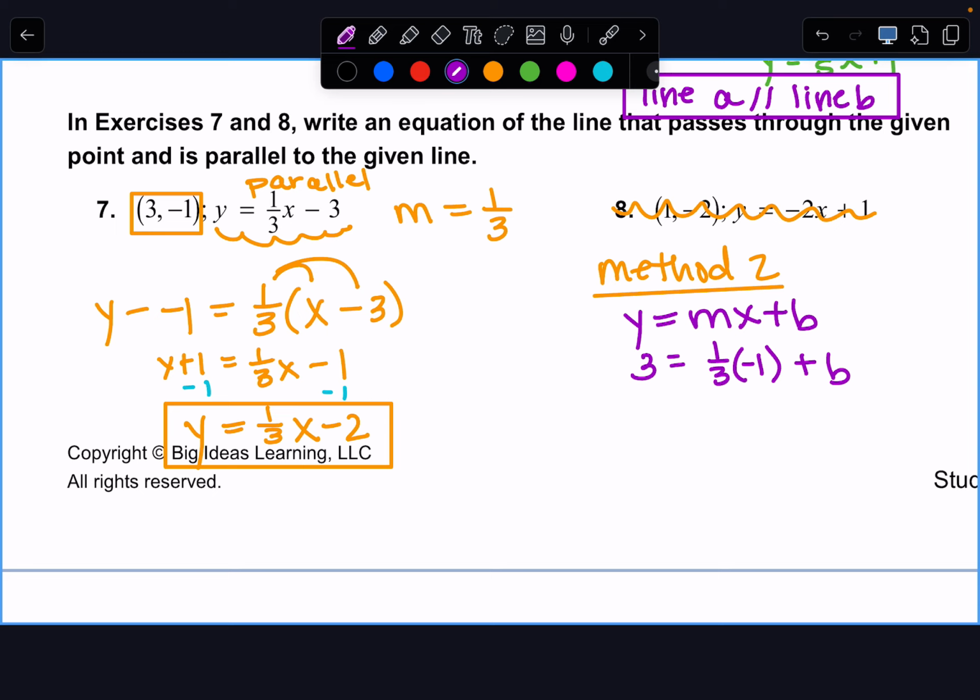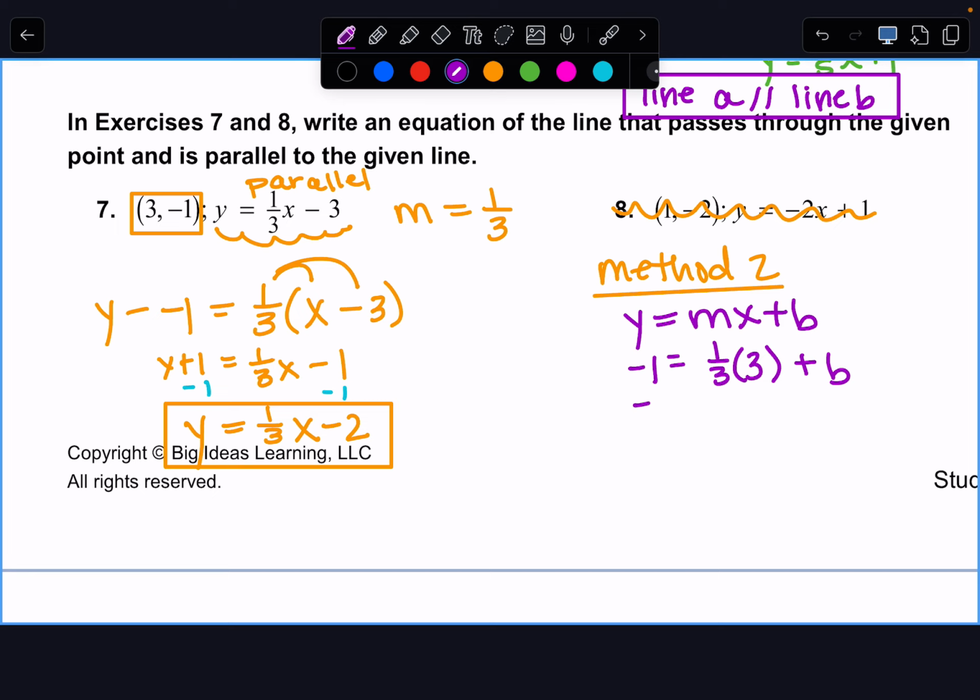I did a terrible job. What goes there? What's the x? 3. And what's the y? Negative 1. I got distracted by some people who are being a little distracting.